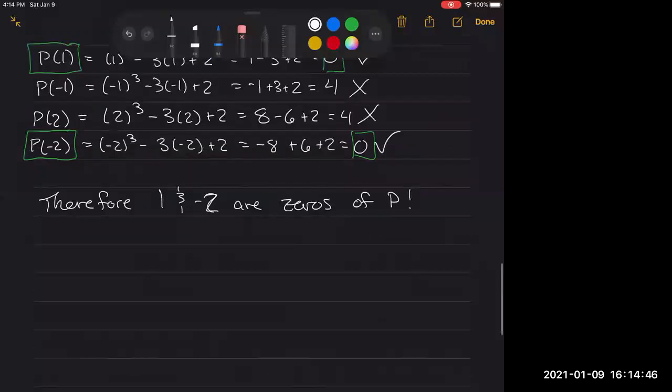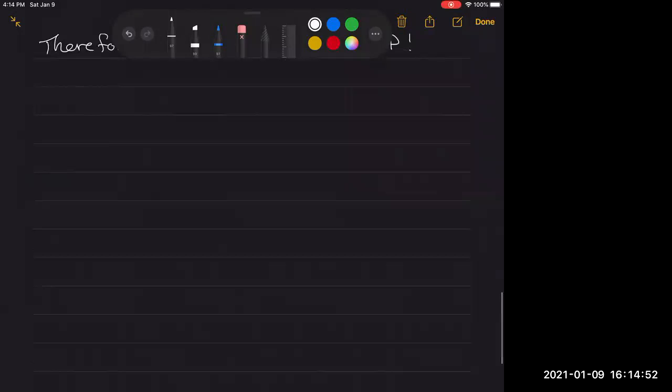All right. So now we're going to have a helpful way to determine the number of zeros possible in a polynomial. It is called Descartes' rule of signs.